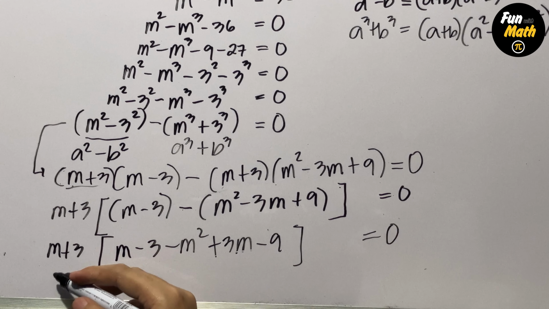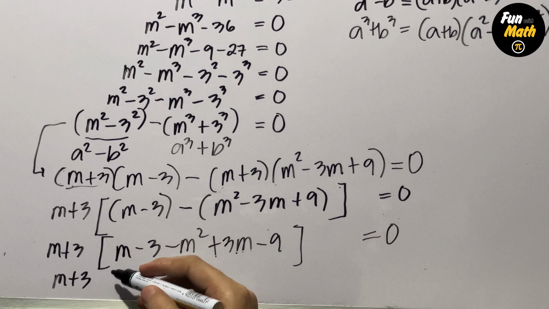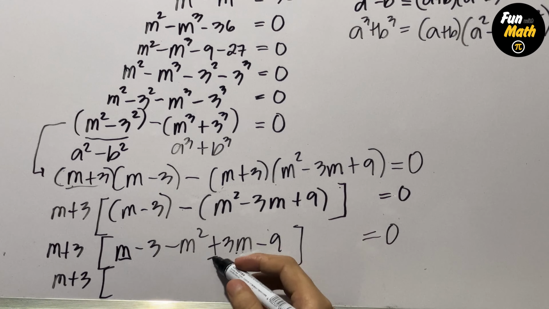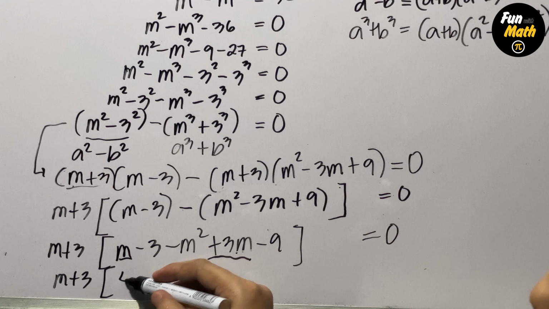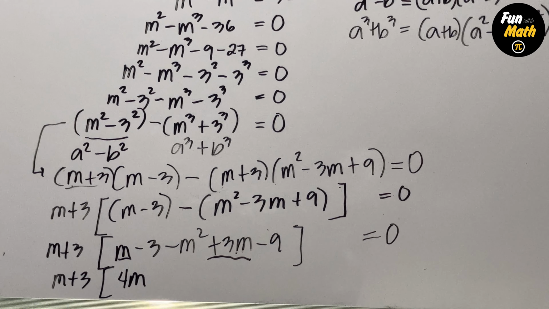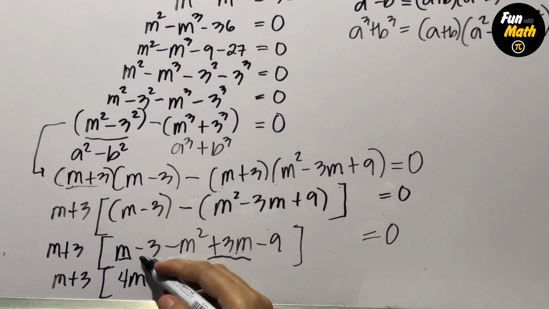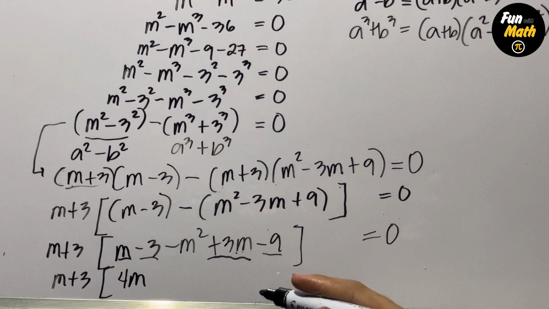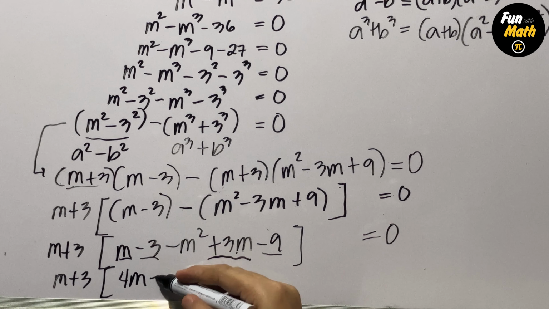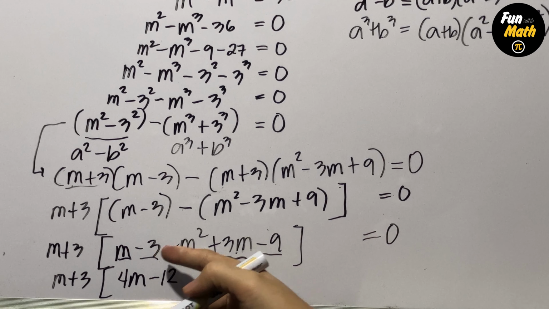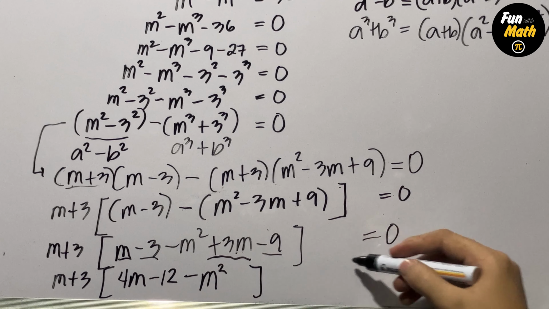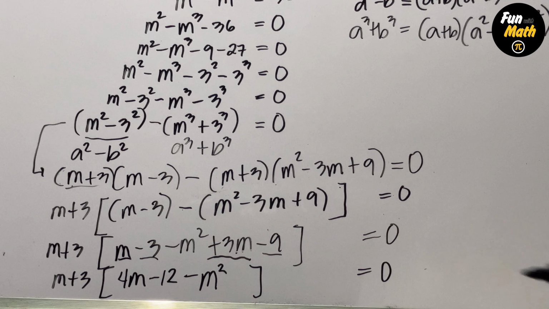Now next, on the inside, we can combine like terms. So this is now m plus 3, bracket, m plus 3m, that is 4m. And then negative 3 and negative 9, they both have a negative sign, so we add 9 plus 3 is 12. So this is minus 12. And then minus m squared, bracket, equals 0.